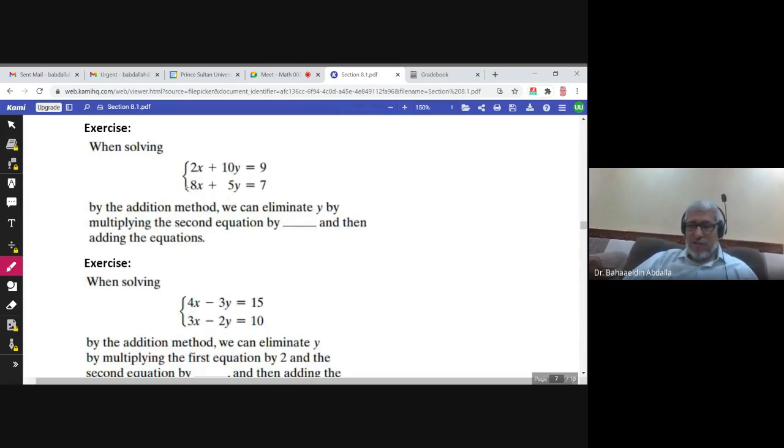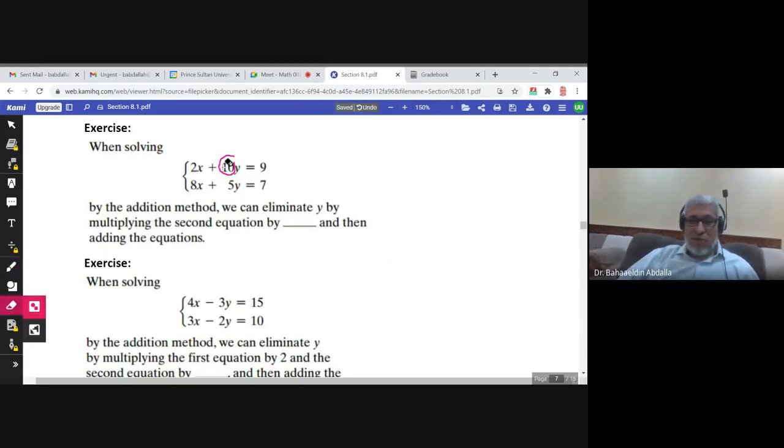You have to change one of these coefficients. So here we can eliminate y. If this coefficient is 10, then this coefficient has to be negative 10. Okay? So what to do? You need to multiply the second equation by a number. How to find this number? You need it to be negative 10. Divide negative 10 by 5 so you will have -2. So we can eliminate y by multiplying the second equation by -2 and then adding the equations.